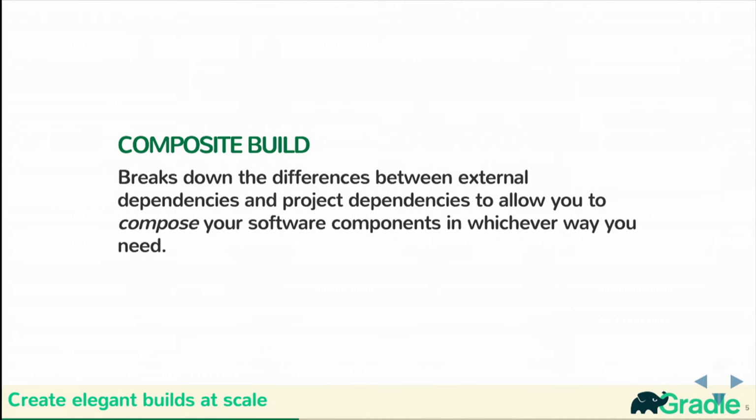So Composite Build is our answer for, we want to break down that difference between an external dependency and a project dependency. We want you to be able to say, I want to compose these software components however I want to, right? And also have each of them maintain their own separate identity.